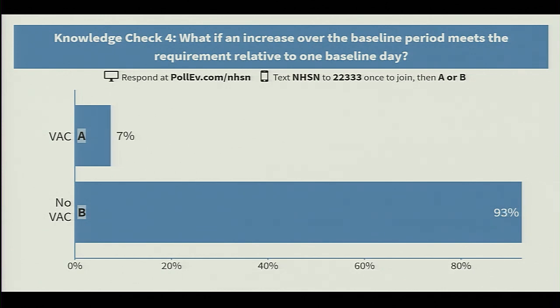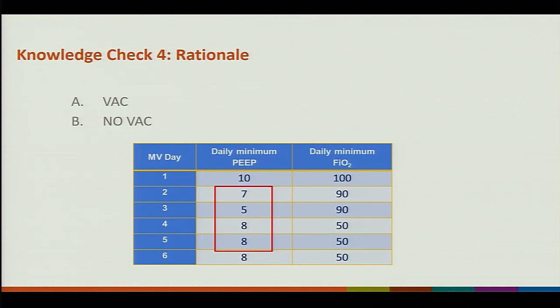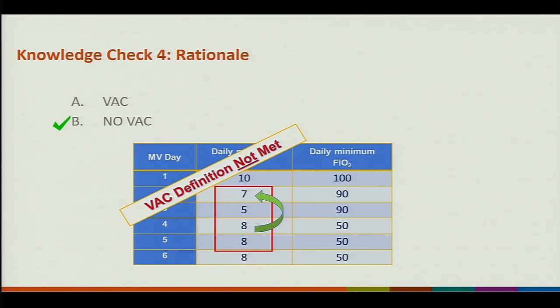All right, great. Looks like the vast majority of you said there would be no VAC, which is the correct answer. The increase must be at least 3 over the daily minimum value in the first day of the baseline period. And as you can see here, the increase to 8 meets the threshold of at least 3 points over the baseline only of the value of 5. It does not meet the baseline value of 7. Therefore, the VAC definition is not met.